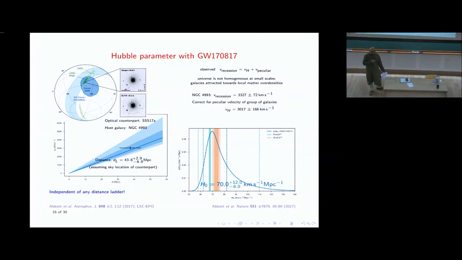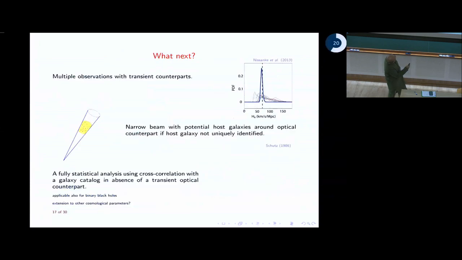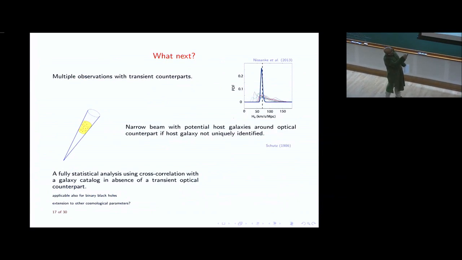This is the posterior probability distribution of the Hubble constant, given some prior and this particular measurement. I'm going to talk about these probability distributions and Bayesian statistics in a bit. Again, some of the methods of how we can go forward: we can have multiple observations with transient counterparts, and they're going to make this sharper. I'm going to talk about this again in more detail.